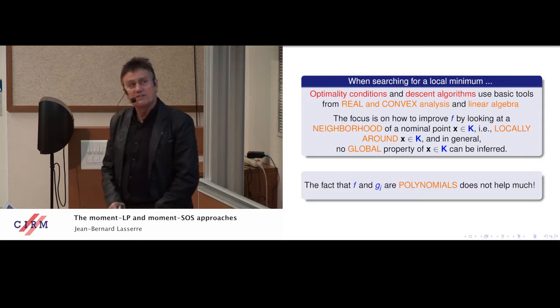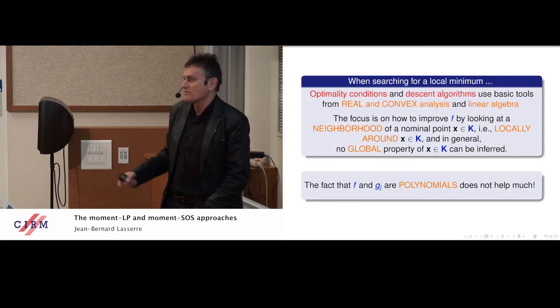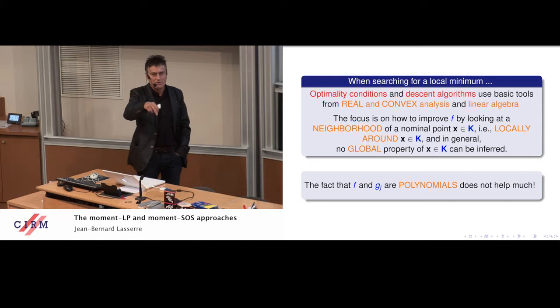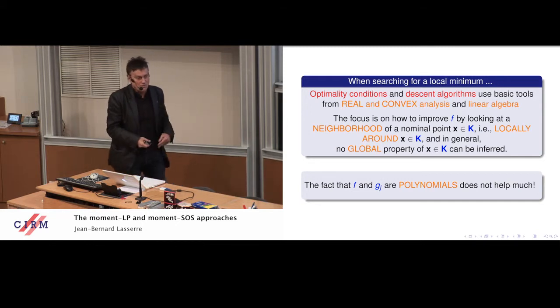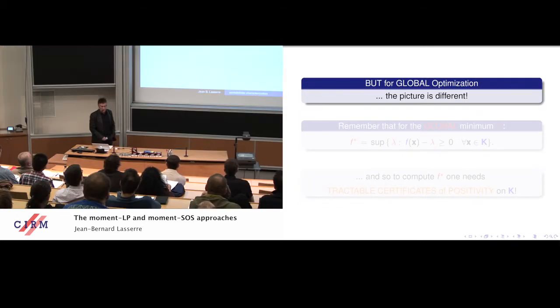And the fact that f and g are polynomials doesn't help much when you use this kind of methodology. It's just a function like another one. If you use the gradient, Hessian, and so on, and you move locally around that point, and the fact that you are handling polynomials, well, it's not so special, right?